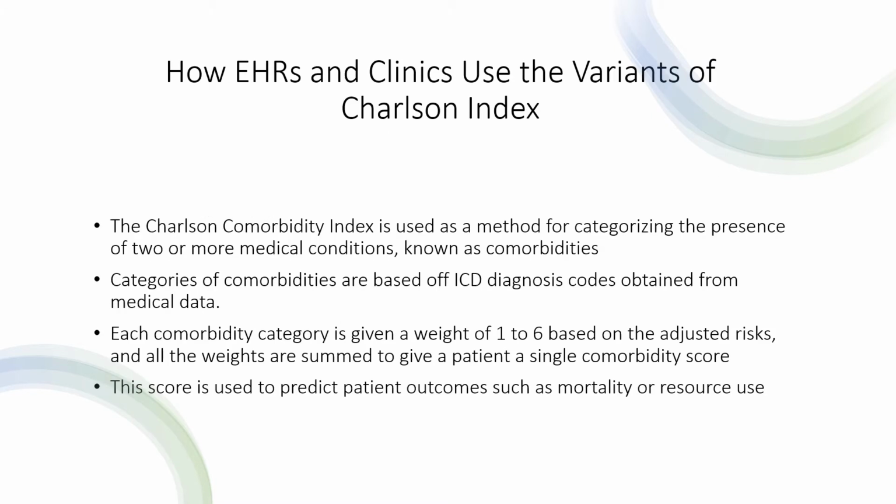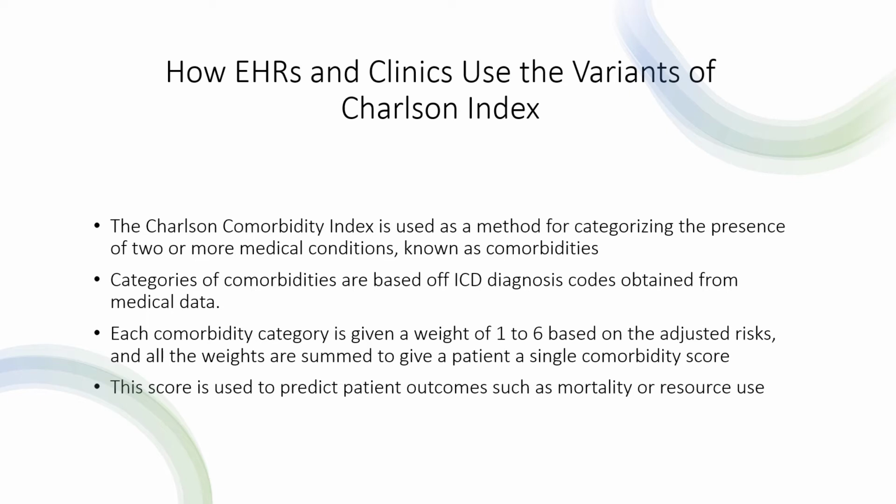How EHRs and clinics use the variance of the Charlson Index. The Charlson Comorbidity Index is used as a method for categorizing the presence of two or more medical conditions, known as comorbidities. Categories of comorbidities are based off of ICD-9 diagnosis codes obtained from medical data.